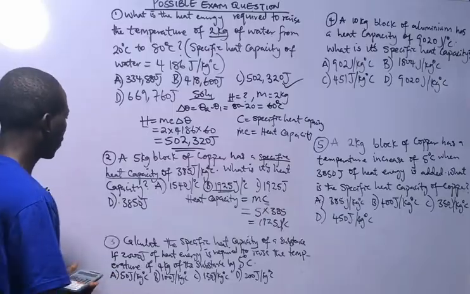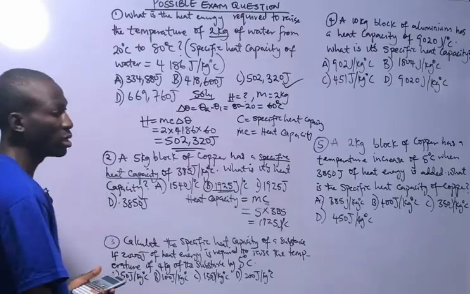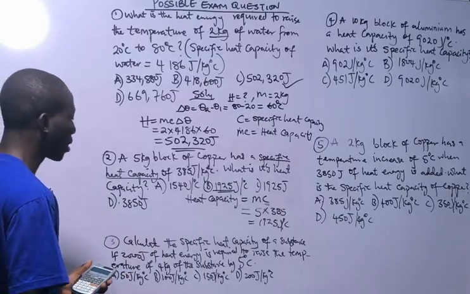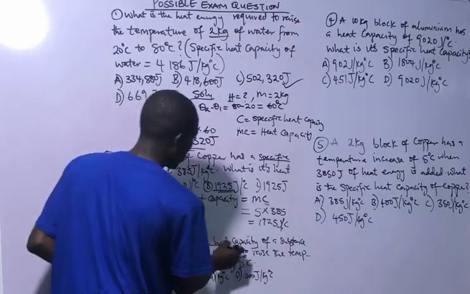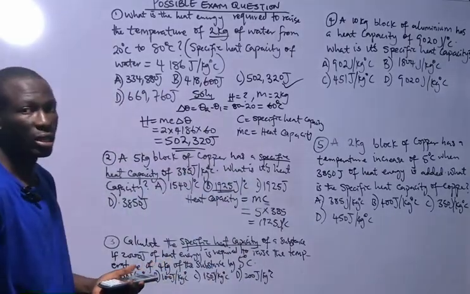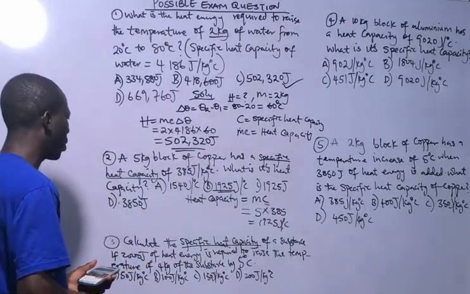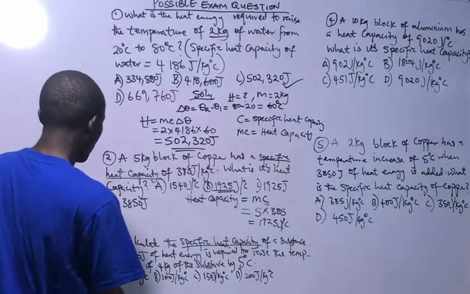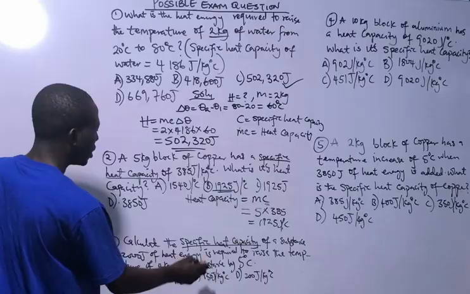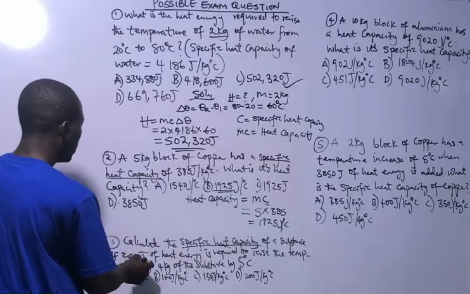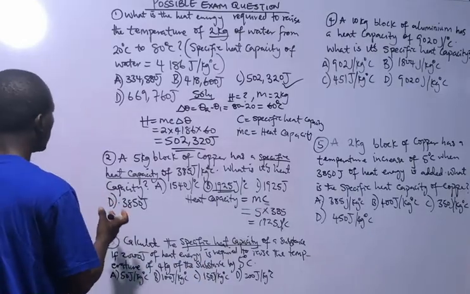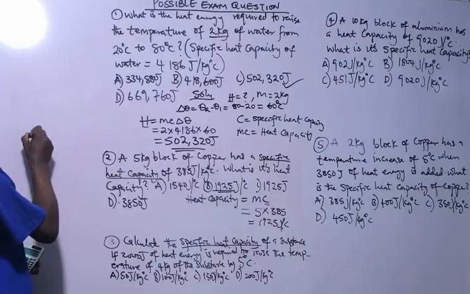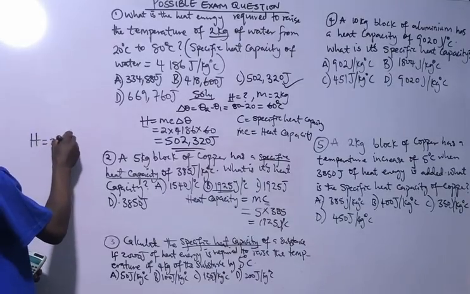We have: calculate the specific heat capacity of a substance. Here we are asked to calculate the specific heat capacity. So how are we going to do this? If 2000 joule of heat energy is required, we are given the heat. Let's use this side for the problem. So we are given the heat as 2000 joule.